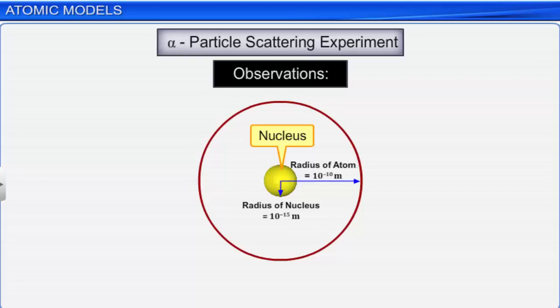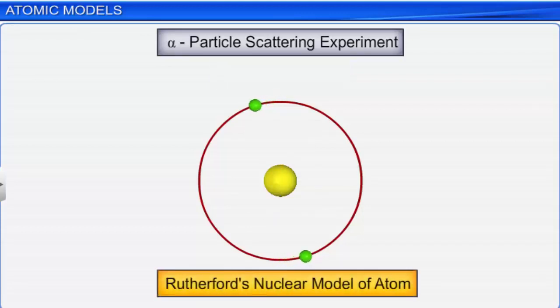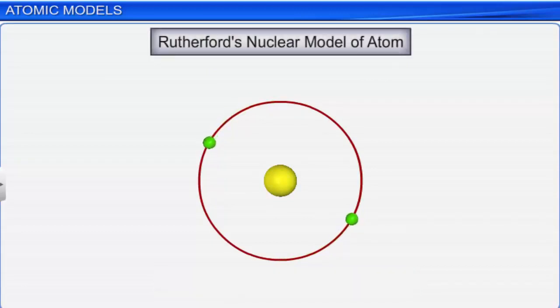Based on the observations and conclusions of the gold foil experiment, Rutherford proposed a new atomic model called Rutherford's nuclear model of atom immediately after the discovery of protons. According to Rutherford's nuclear model, an atom consists of a tiny, dense, positively charged center called the nucleus. The entire positive charge and most of the atomic mass of an atom is concentrated in the nucleus. Electrons are found outside the nucleus.